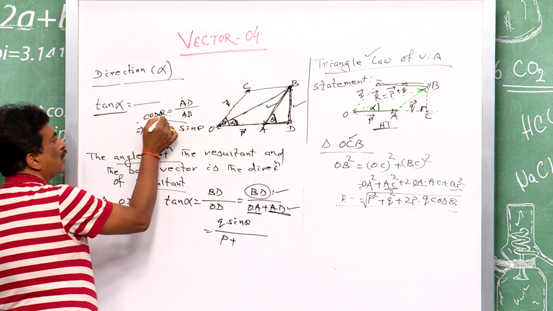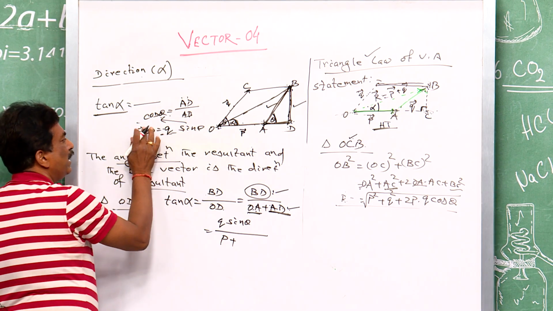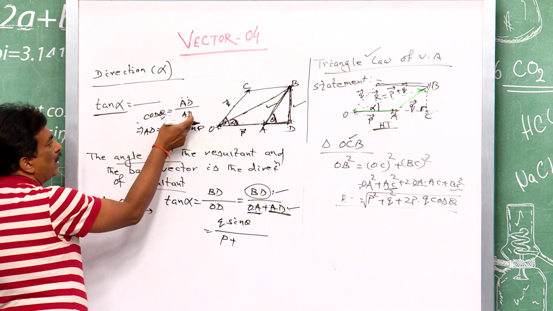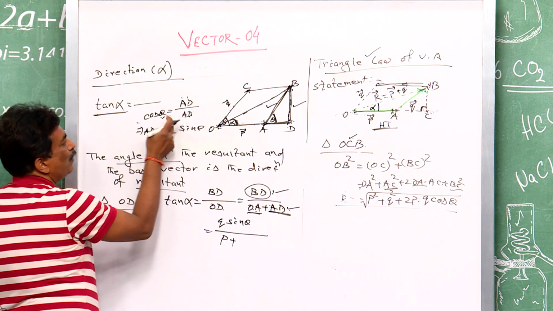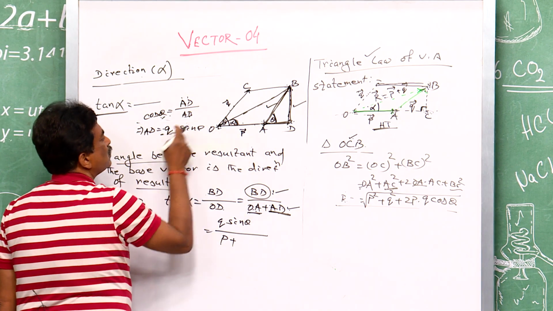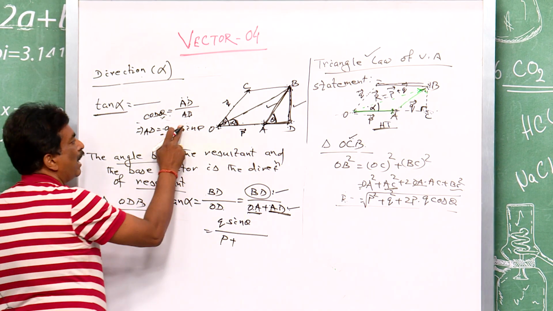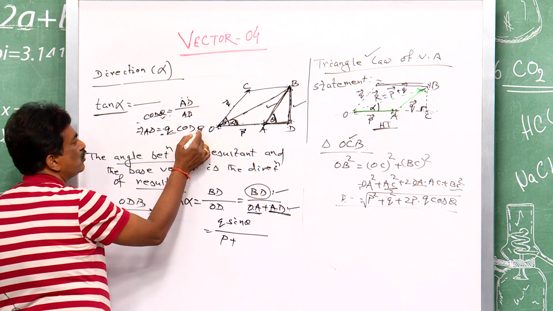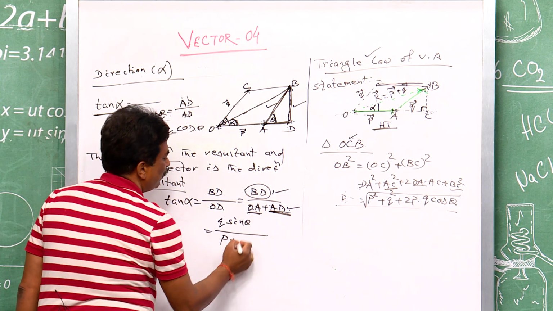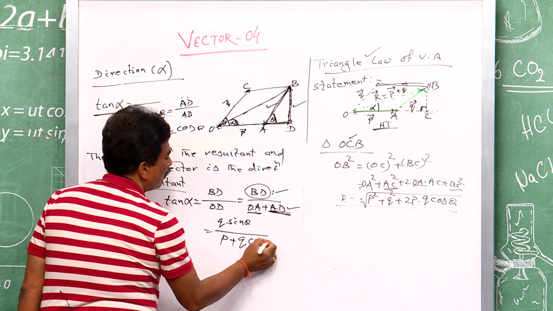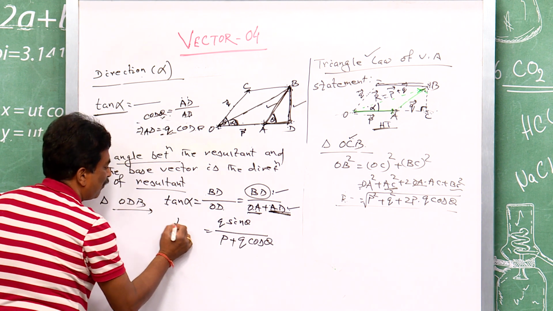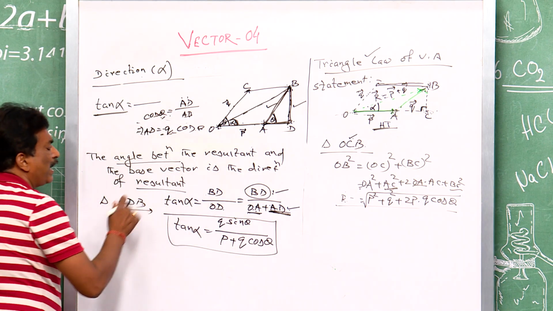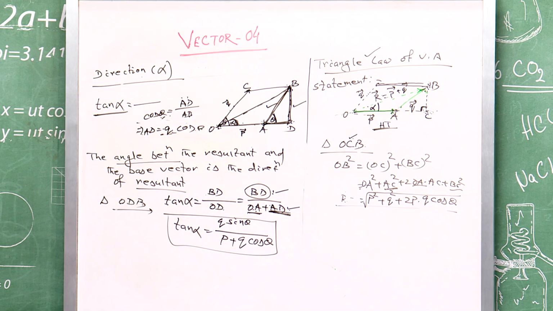And if we make the cross multiplication, AD instead of BD, it will be AD. AD will be how much? AB cos theta. AB is equal to OC, OC is equal to Q, and Q with cos theta. So AD is equal to Q cos theta. So tan alpha is equal to Q sin theta by P plus Q cos theta.